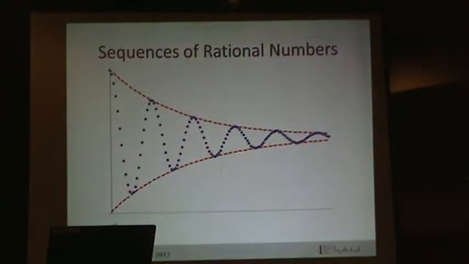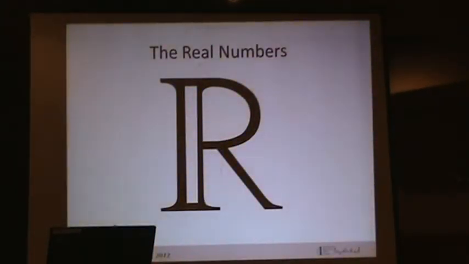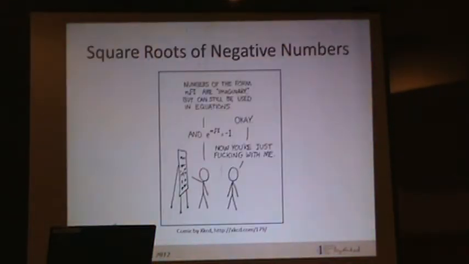But what if we look at sequences of rational numbers? 3, 3.1, 3.14, 3.141, and so on. If we have sequences that converge, and I would say Cauchy sequences, the limits of those give us the real numbers. Any sequence of rational numbers that converges might converge to a rational number, but definitely converges to a real number. So the real numbers are closed under limits.